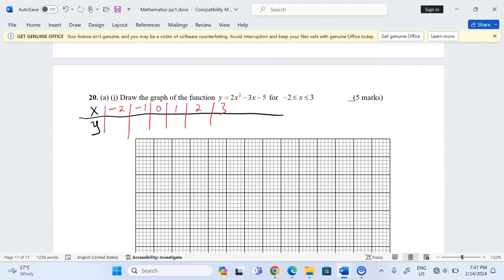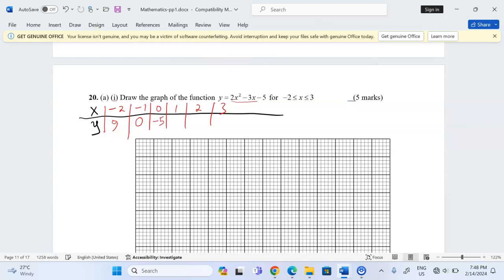So 2x squared, x is -2 squared, then minus 3 into -2, then minus 5. The first value becomes +9. So we're going to have 9 at this point. We substitute -1: 2 into -1 squared minus 3 into -1, then minus 5. This gives us exactly 0. Then we go to 0. When we substitute 0 in this equation, we'll get -5.